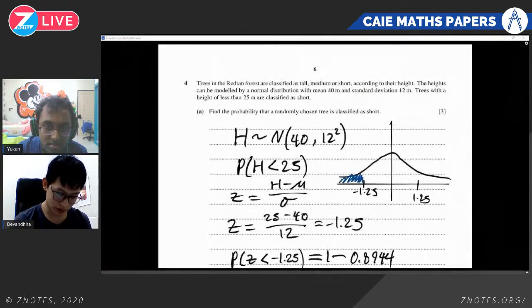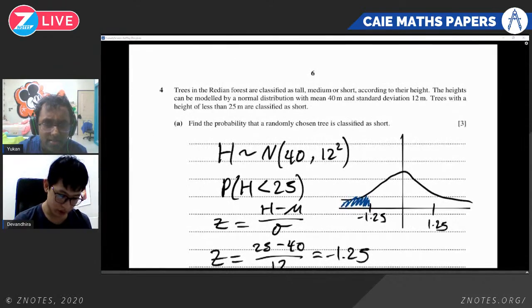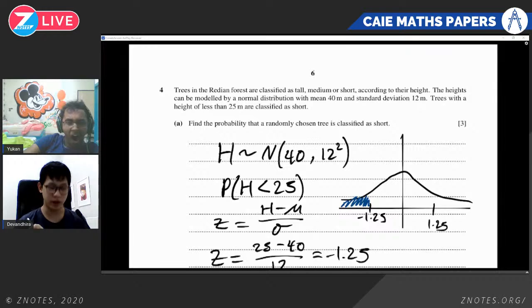Okay, let's move on. Trees in Radian forest are classified as tall, medium, or short, according to their height. The heights can be modeled by a normal distribution with mean 40 meters and standard deviation 12 meters. Trees with a height of less than 25 meters are classified as short. Find the probability that a randomly chosen tree is classified as short.